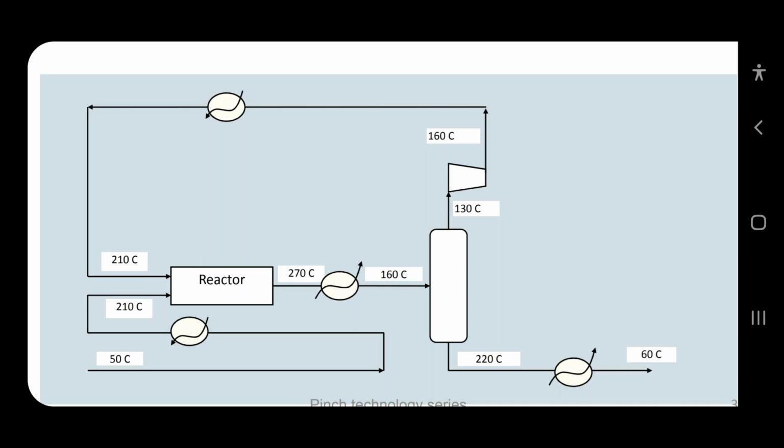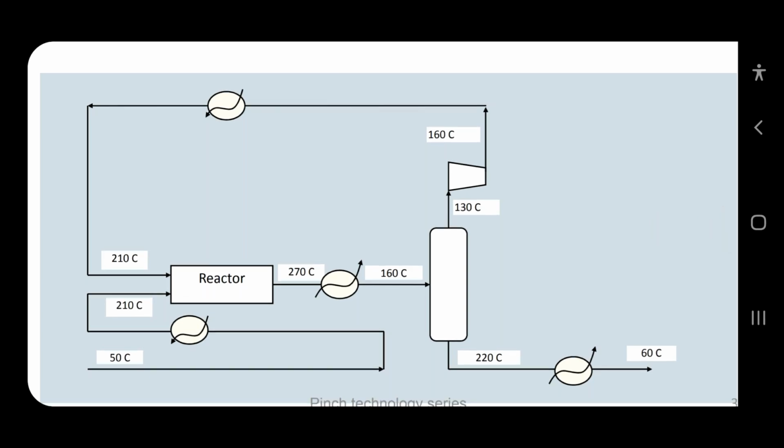So how do we extract the data? You must note down the hot streams and cold streams first. You must note down the hot stream and cold stream first. So first, here there is one cold stream.